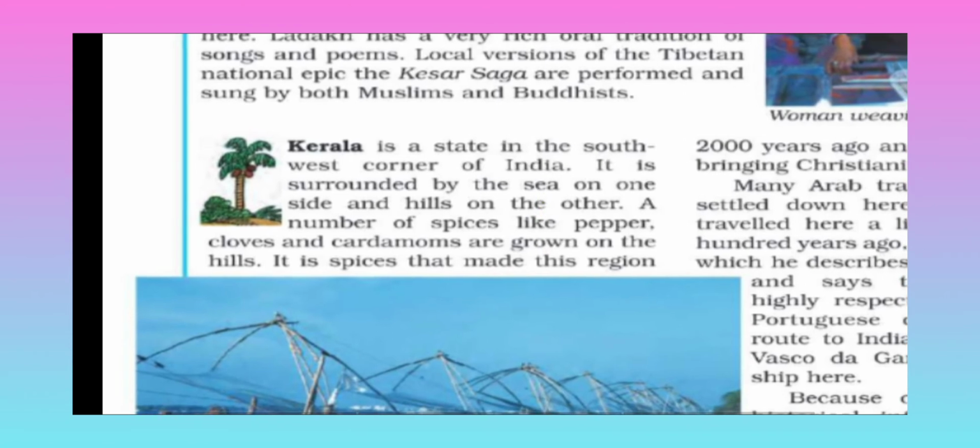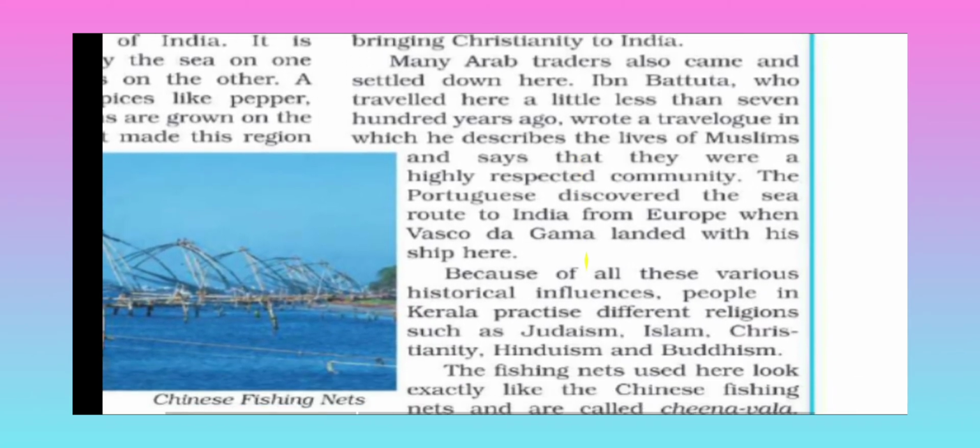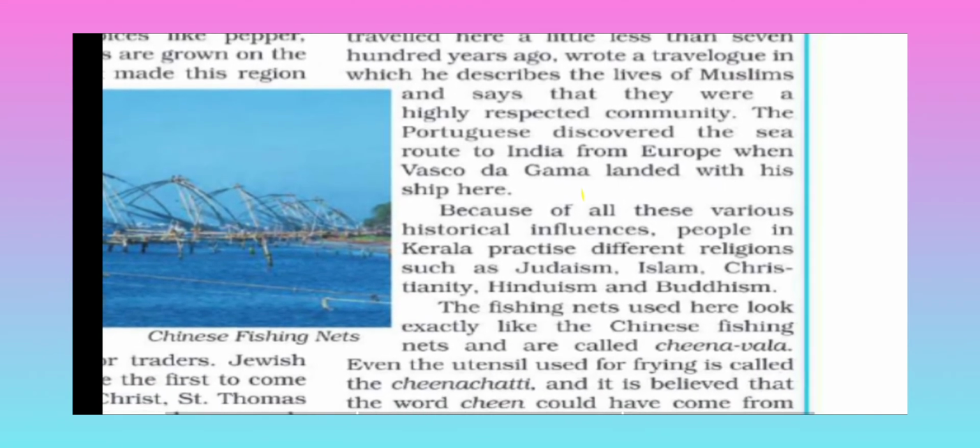Kerala is a state in the southwest corner of India. It is surrounded by the sea on one side and hills on the other. A number of spices like pepper, cloves and cardamom are grown on the hills. It is spice that made this region famous. Christianity came here 2000 years ago, and he is credited with bringing Christianity to India. Many Arab traders also came and settled down here. Ibn Battuta, who travelled here a little less than 700 years ago, wrote a travelogue in which he described the life of Muslims and said that they were a highly respected community.